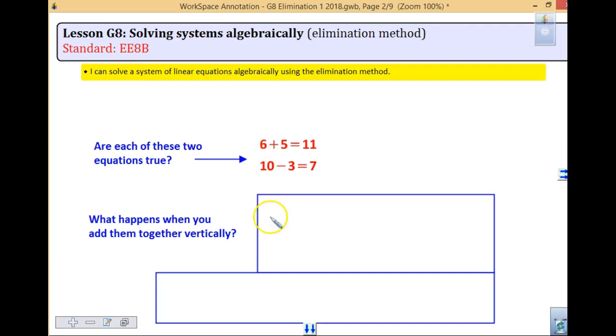6 plus 10 gives us 16. 5 minus 3 gives us 2. So if we are looking at this, 5 minus 3 is 2, so we're putting the 2, we're adding them vertically. And 11 plus 7 gives us 18. So is this true? 16 plus 2 equals 18.